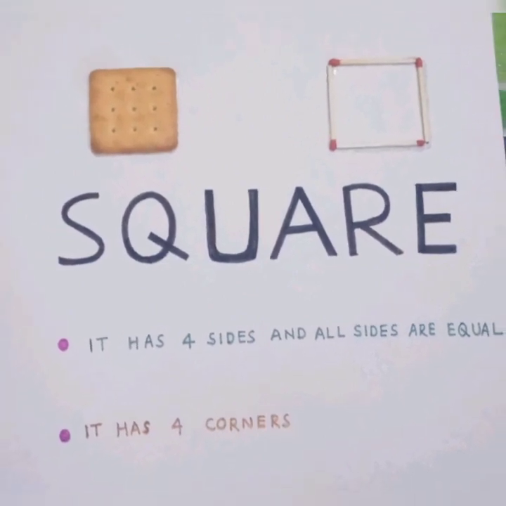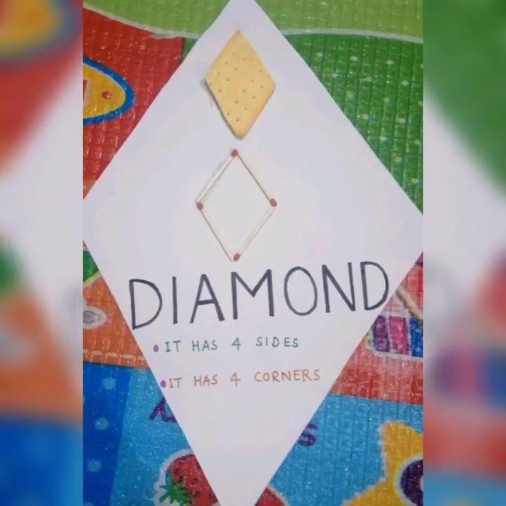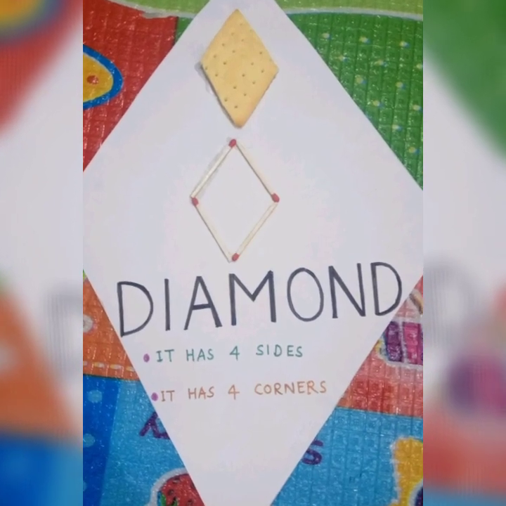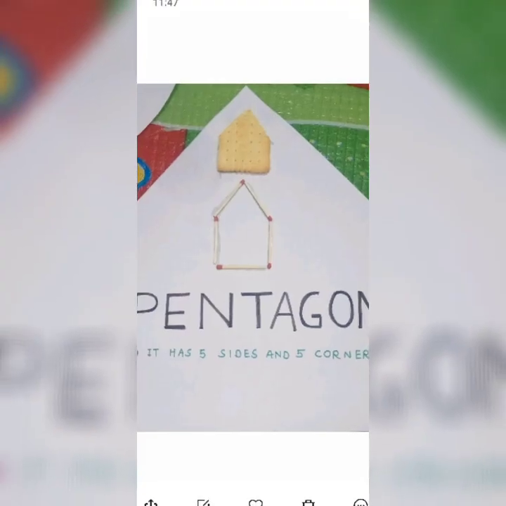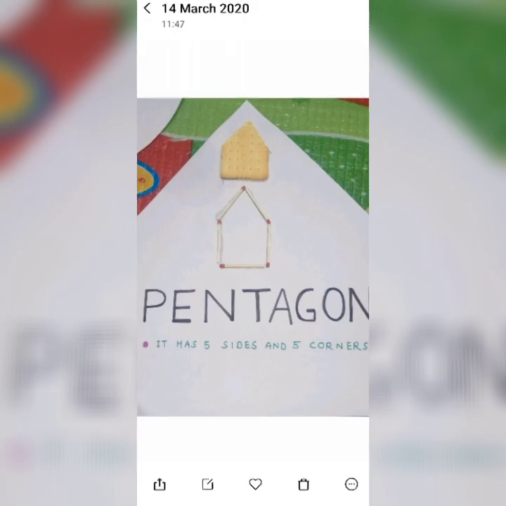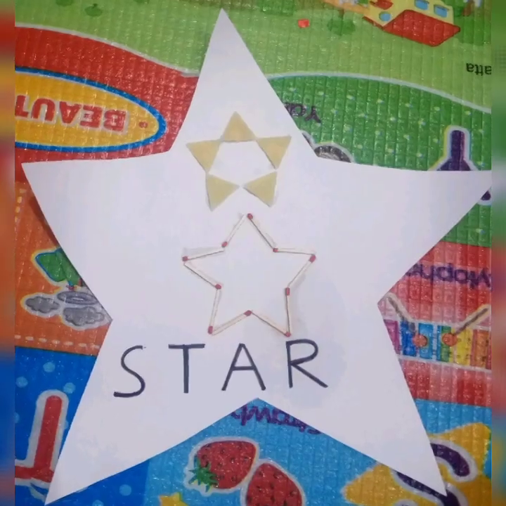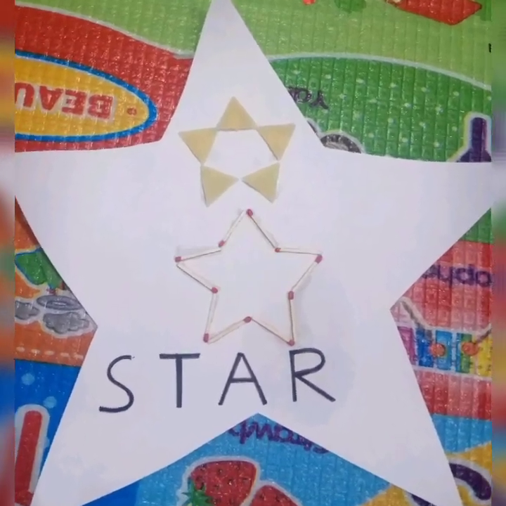The geometrical shapes which I am going to teach by using the teaching learning material include circle, triangle, square, rectangle, diamond, pentagon and star.